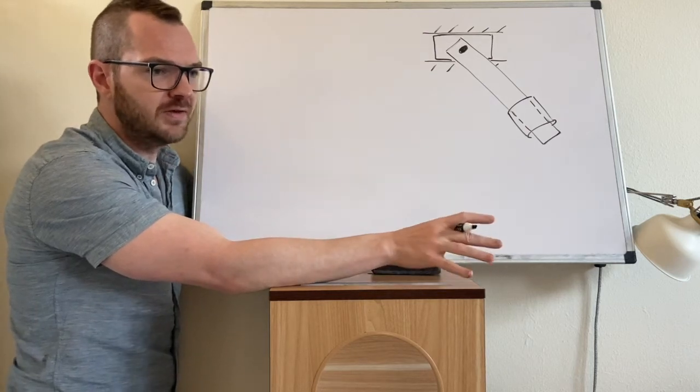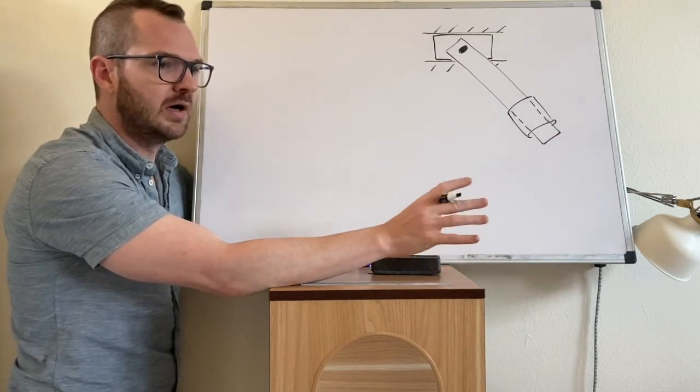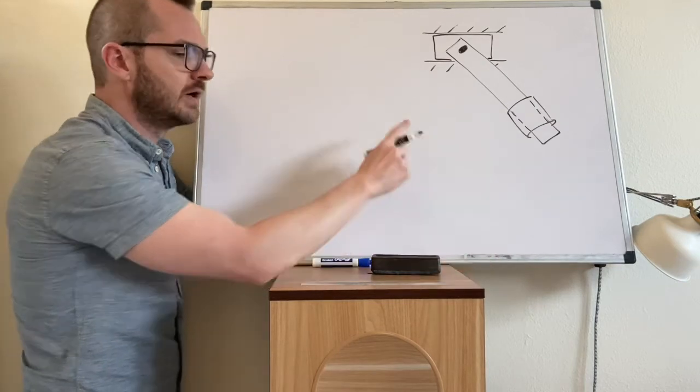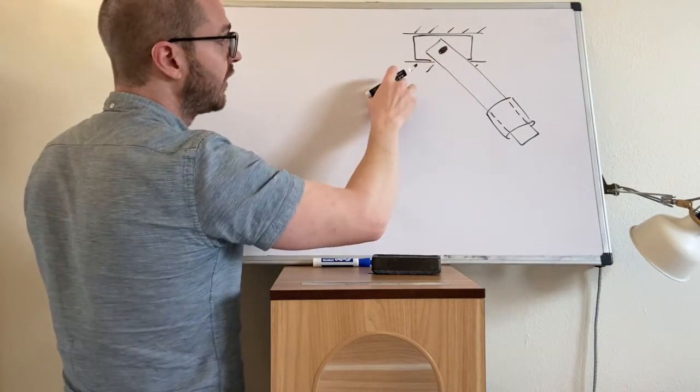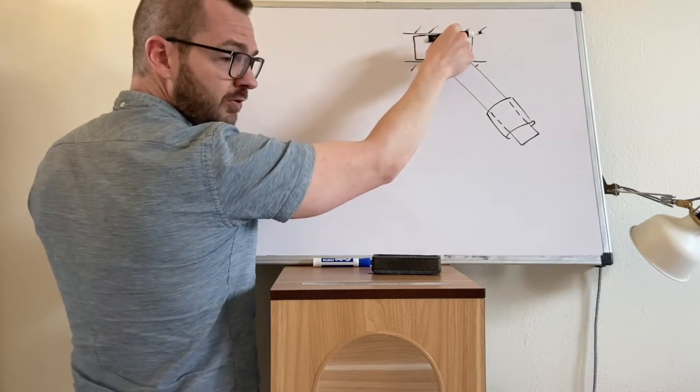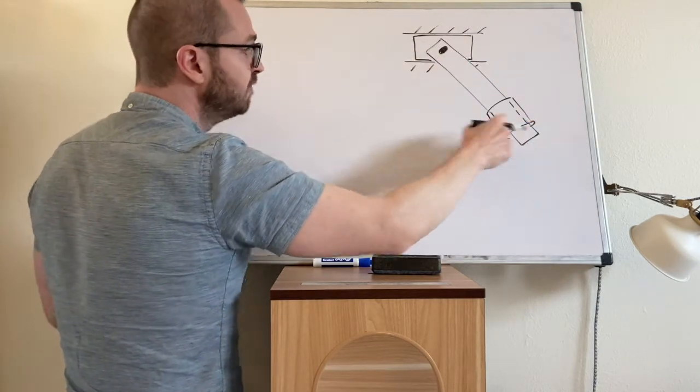Hi everyone. In this video, I want to do a worked example of linear and angular momentum. Here's the mechanism we're going to look at. We have a sliding block that can move in a groove horizontally. There's a pin joint right through the middle of the block attached to a pendulum.